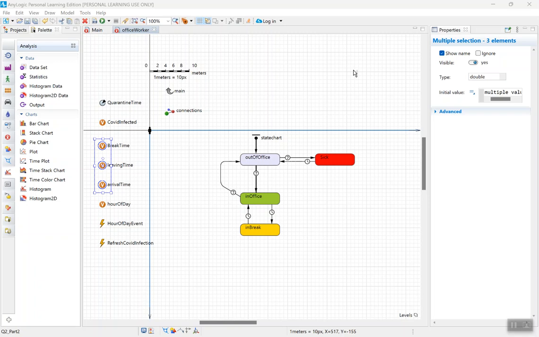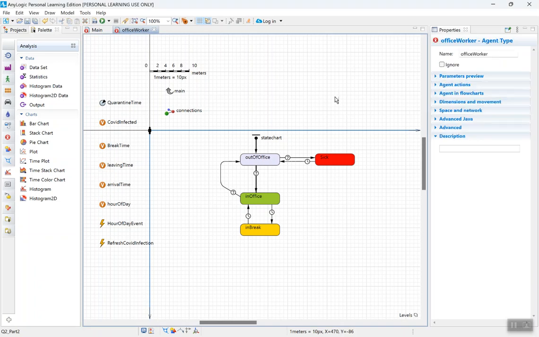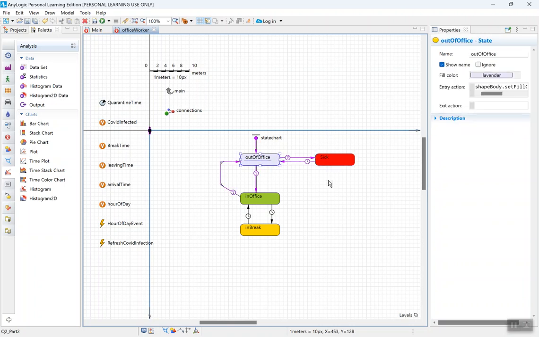Hello everyone. In this video, I am going to explain an agent-based model which was done in AnyLogic. In this model, we are trying to explain the different states for a group of employees working at a specific company. An employee can be sick or not sick.